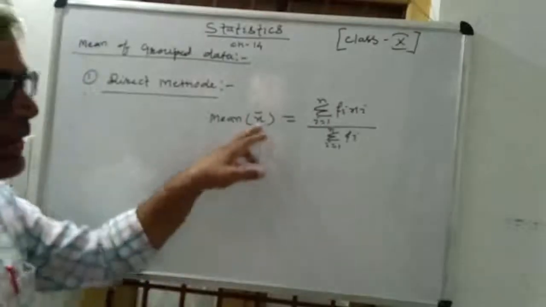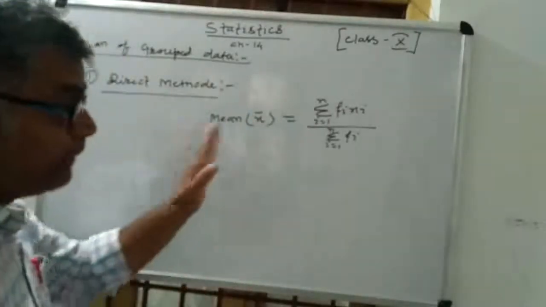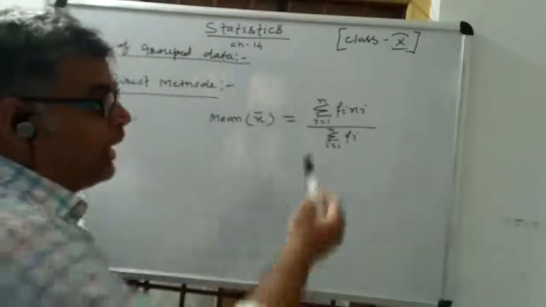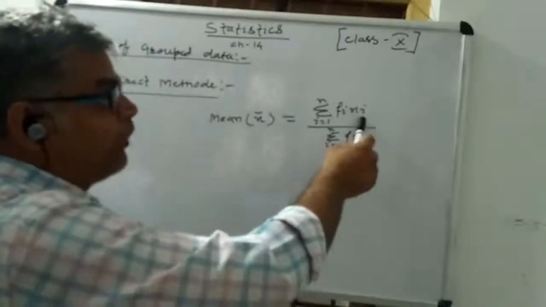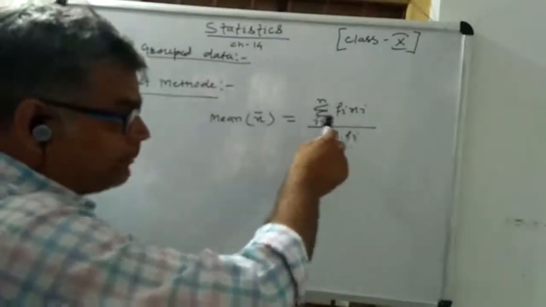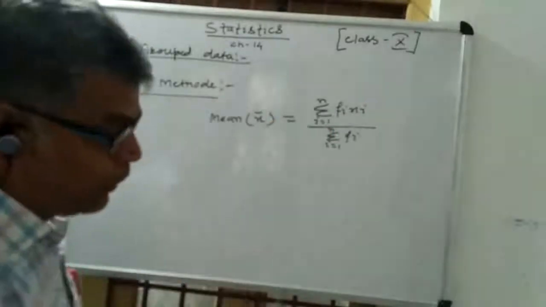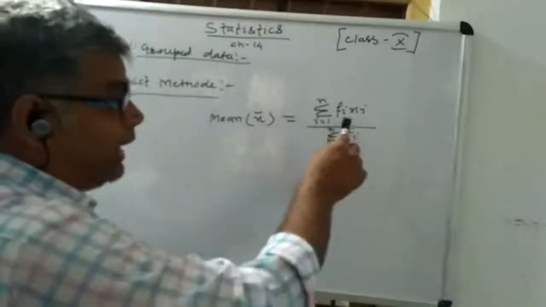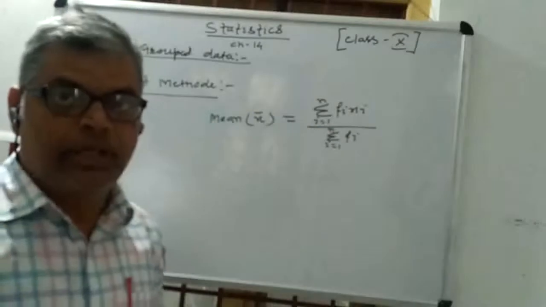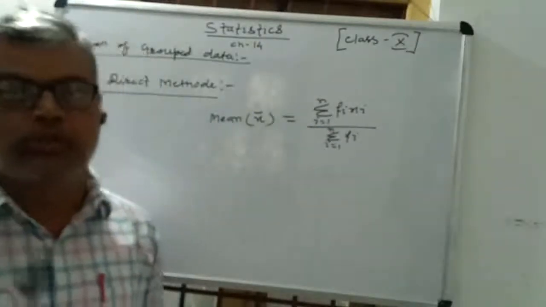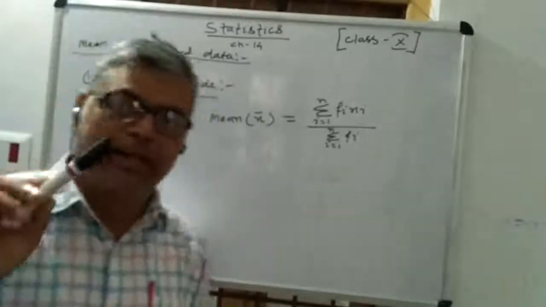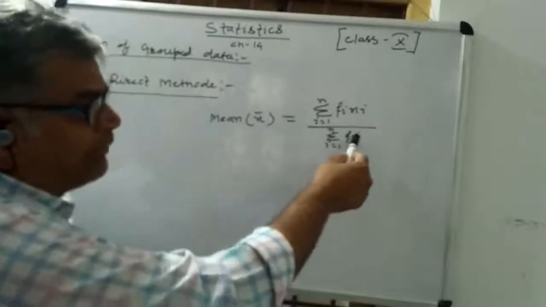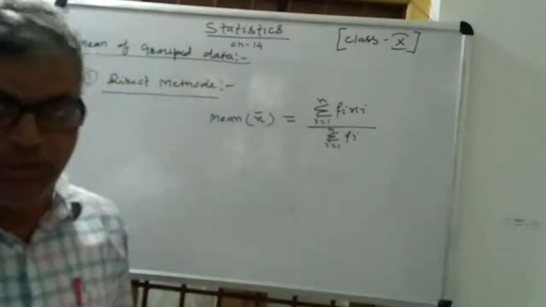Here x bar represents the mean value of x, fi is the corresponding frequency, and xi is the mid value of data. This is the symbol of summation. Summation means the sum of, and i varies from 1 to n. It means the value of i will become 1, 2, 3, 4, 5, 6 up to n. Similarly, we divide by summation of fi, where i equals 1 to n.